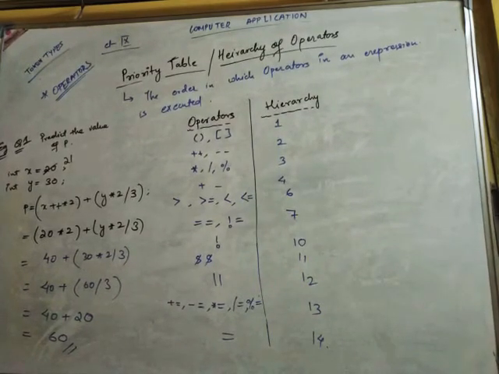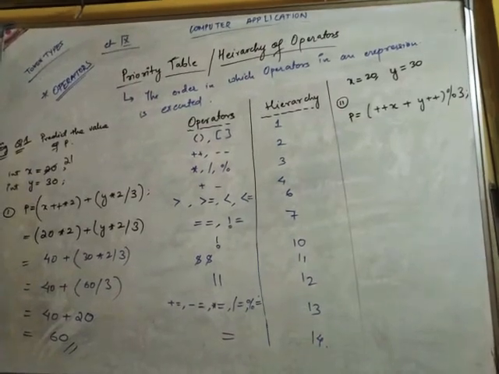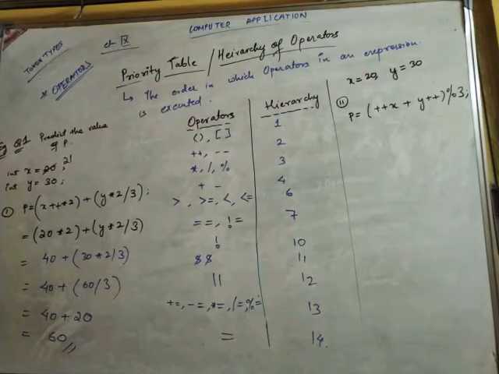Okay, a few more we'll do now. Next one: plus plus x plus y plus plus, in the bracket, modulus 3 is given. I have again taken the x value as 20 and the y value as 30. Now I can use the priority table. I have to solve the bracket first. In the bracket we have plus plus x and y plus plus.